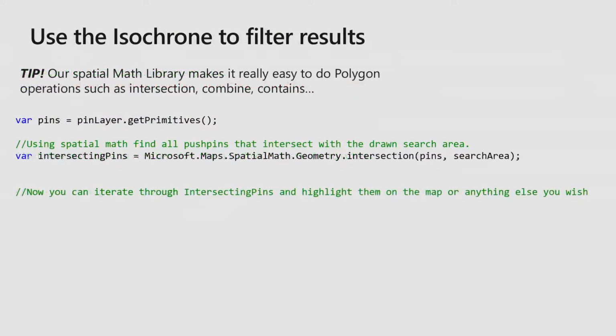We make that really super simple. Here in this first line of code, I had a bunch of items on my map already, so I'm just getting a collection of those. Then I'm going to use our spatial math library to filter that and say, okay, I've got this polygon, give me just the push pins back, or just the entities in that collection, that intersect that polygon. And this line of code will do that. Now you can just iterate through them and do whatever you want, highlight them on a map or put them in a list, etc.